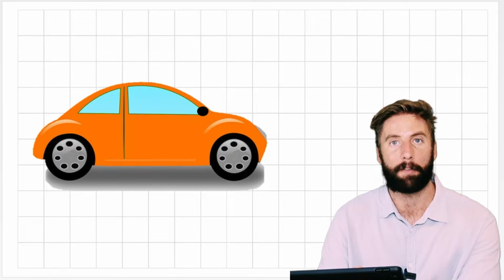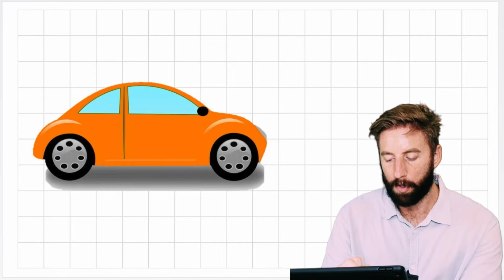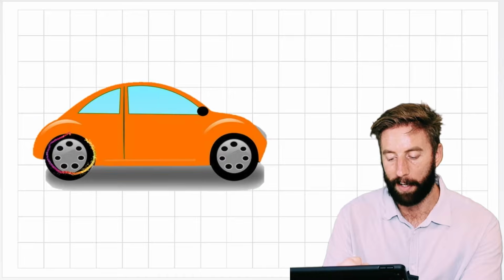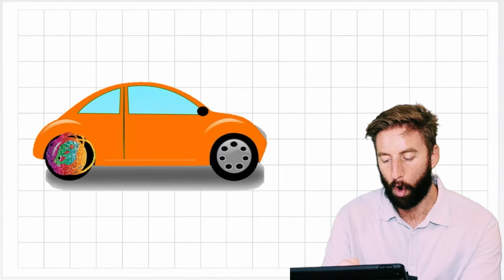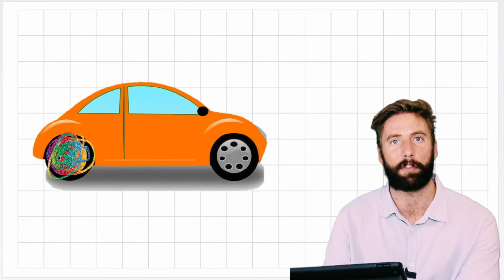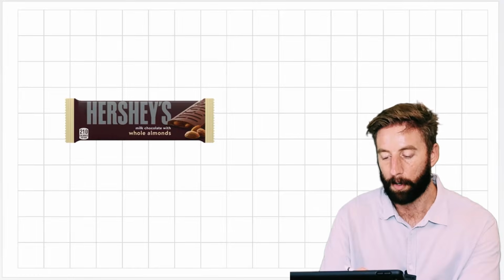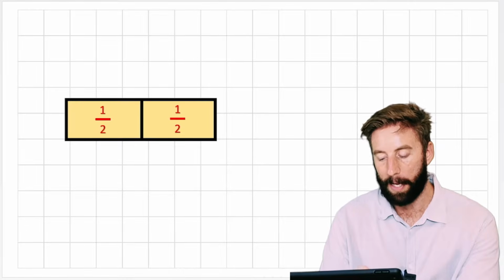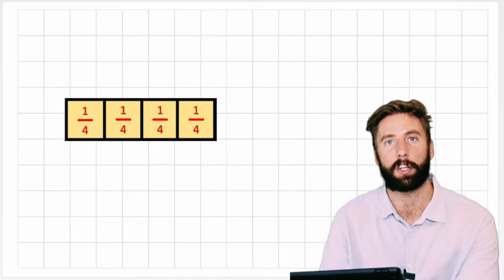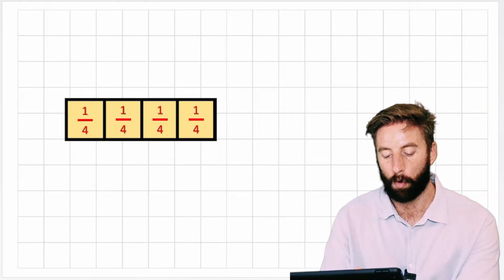So for example we have one car here, but if I was to think about this wheel here, this wheel is a fraction of the car. It's a part of the whole. So the car is the whole and this wheel is a fraction of it. And again, looking at our chocolate model, we can see this chocolate here, we could cut it into halves and make 2 halves, or I could cut it into quarters and have 4 quarters.